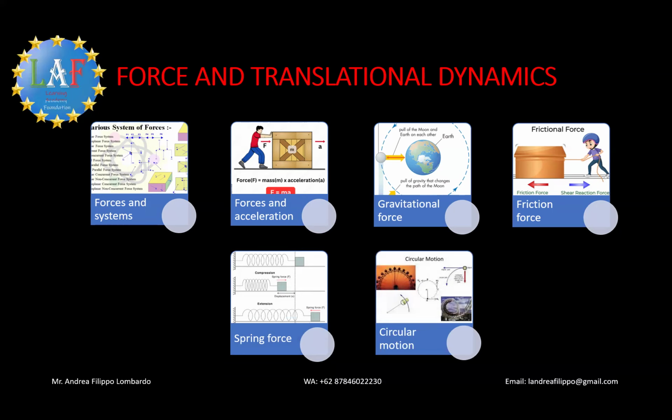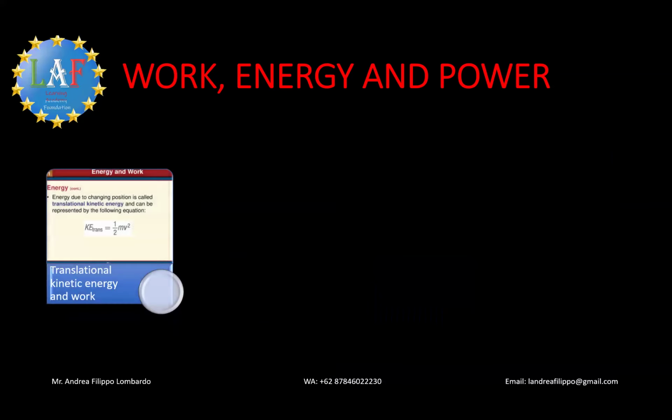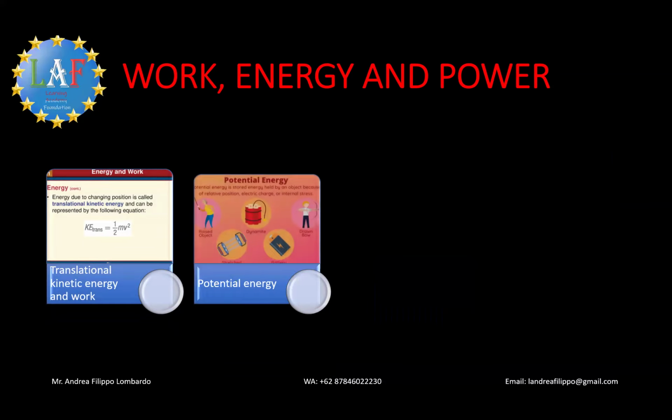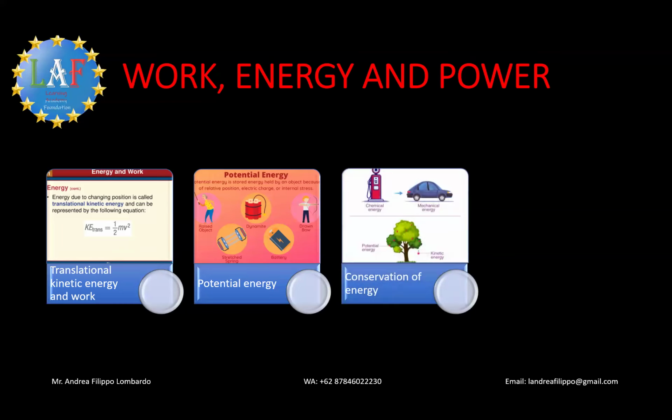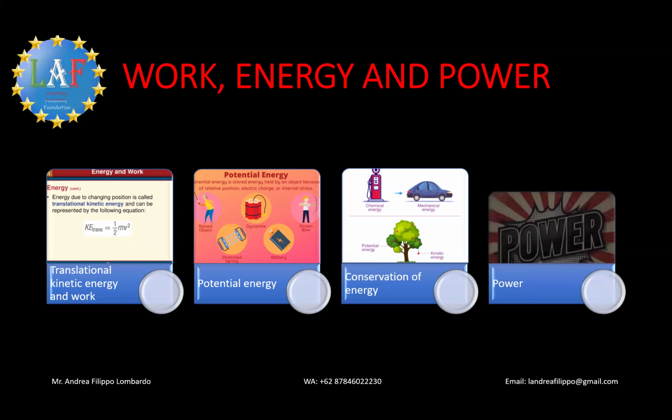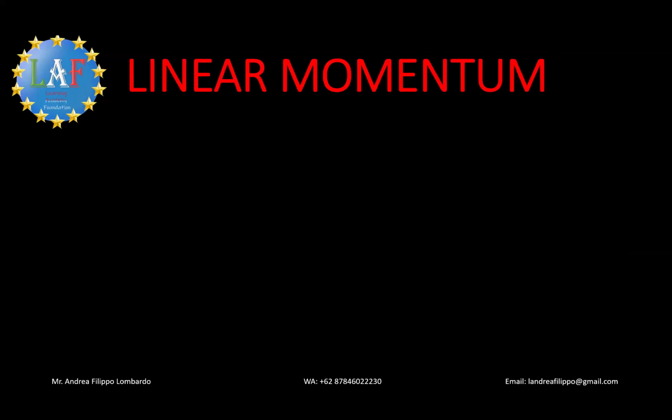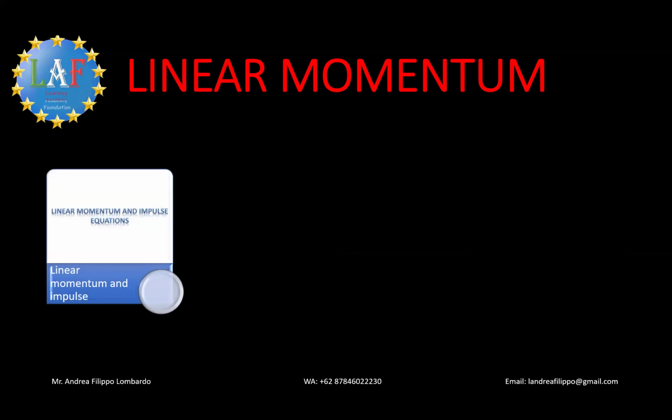and the circular orbits. The next section will be about work, energy, and power, where the students will learn about translational kinetic energy and work, potential energy and conservative forces, conservation of energy with conservation of energy examples, and energy dissipated by friction and LOL diagrams, and finally power. Next section will be about linear momentum, where the students will learn about linear momentum and impulse.